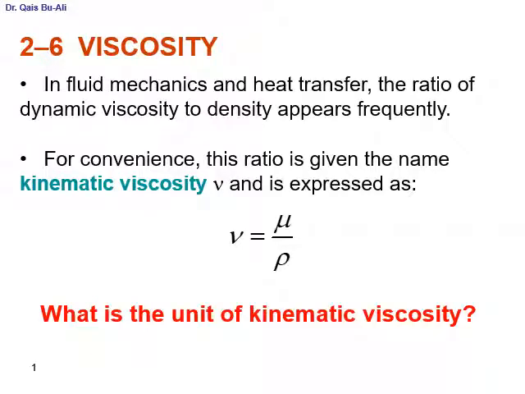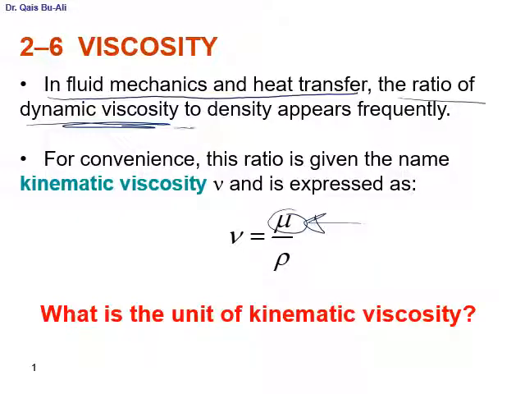In fluid mechanics and heat transfer, the ratio of dynamic viscosity, which, as we said, has at least four names: viscosity, dynamic viscosity, absolute viscosity, coefficient of viscosity. So if you take viscosity and you divide it by the density, then we call this ratio the name kinematic viscosity, and it is given the symbol nu.